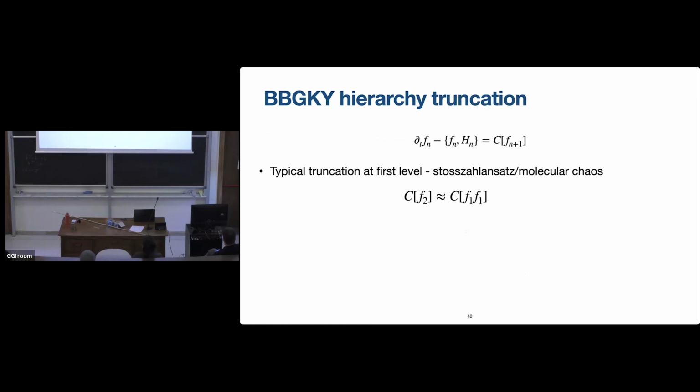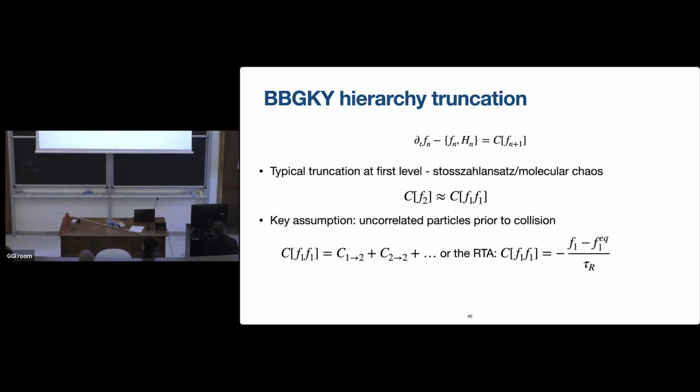The typical truncation that people use is you truncate at the first level. This is what's known as the Stosszahlansatz, or molecular chaos for the people who don't speak German, I guess. It's the idea from Boltzmann that you take your two-particle distribution function and you just write it in terms of a product of one-particle distribution functions. And the assumption, which also hides in it the arrow of time, is that before you have a collision, the particles don't know about each other at all. This is a great assumption if you're in a dilute system. This is not so good if you have multiple collision events, so particles can actually be correlated post-collision.